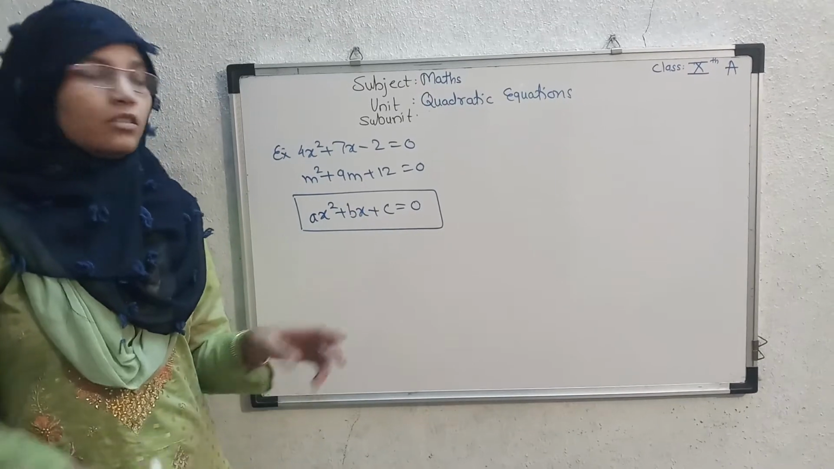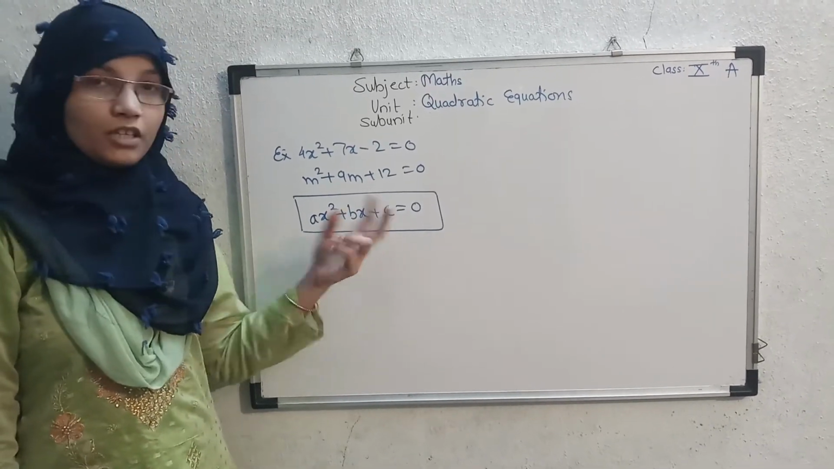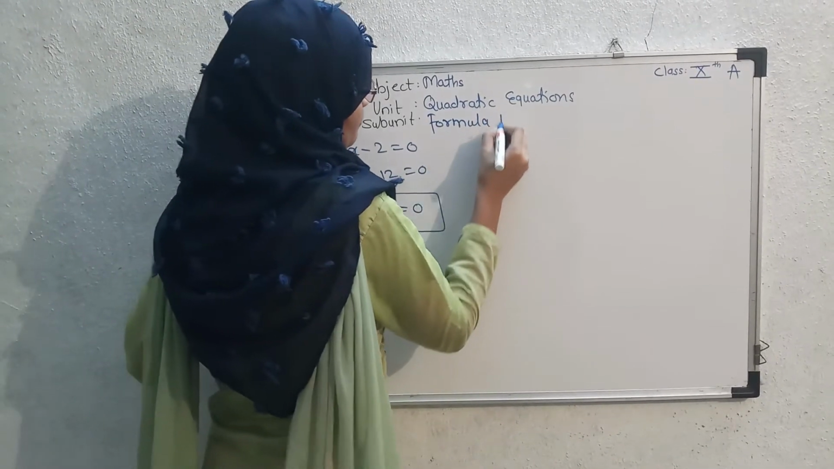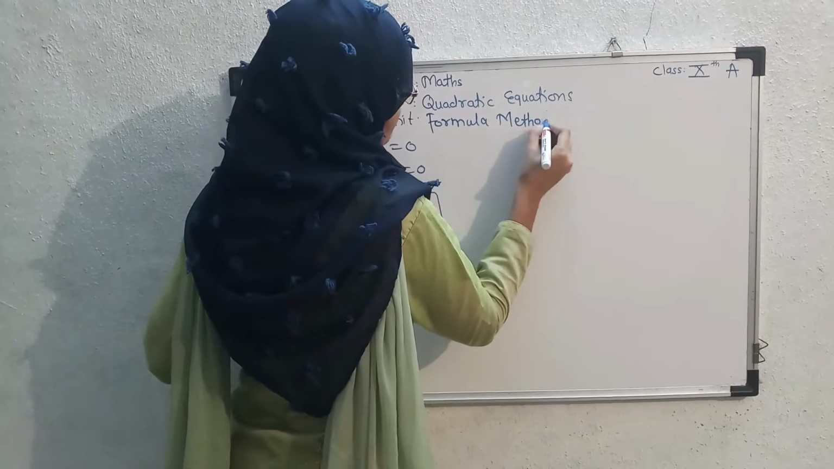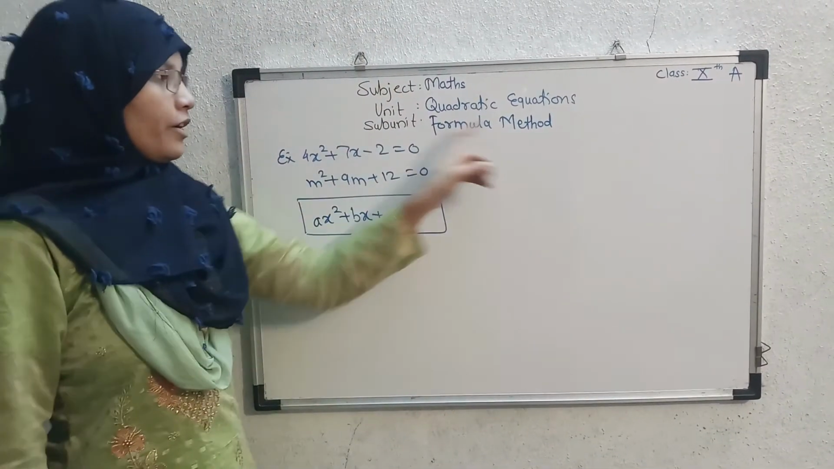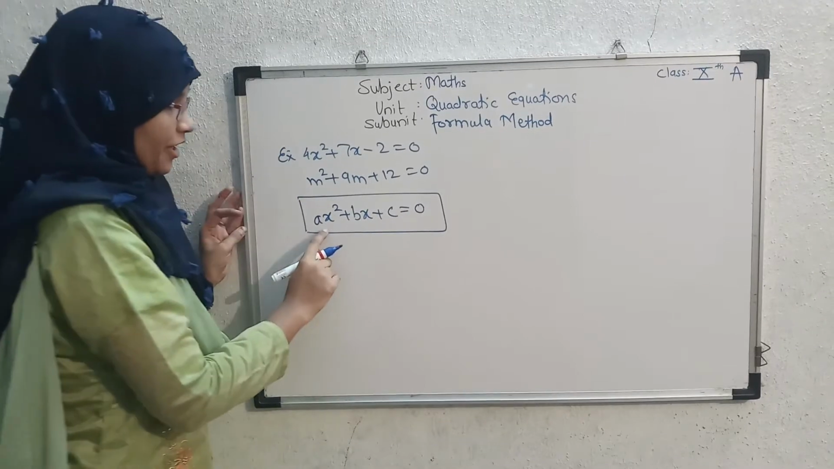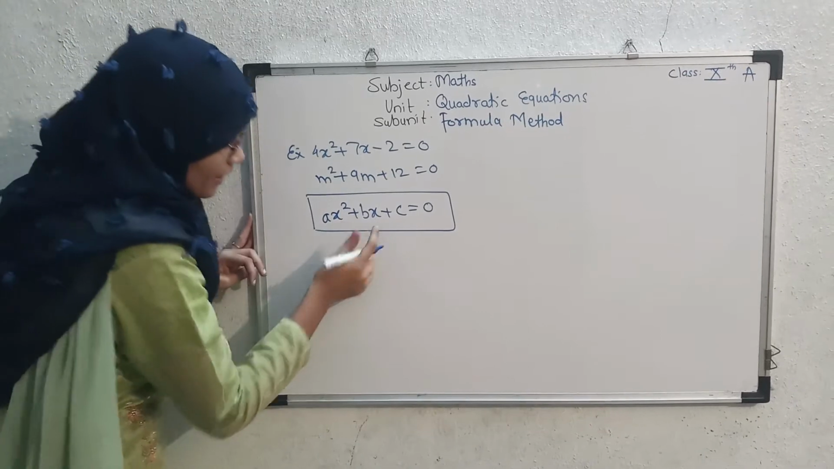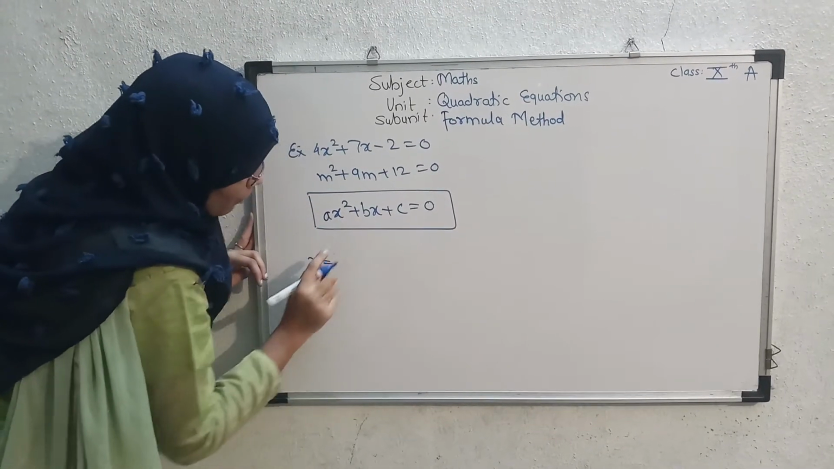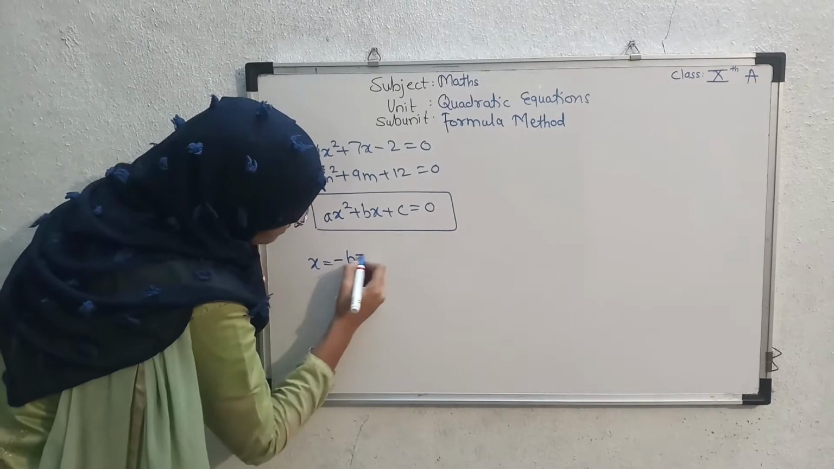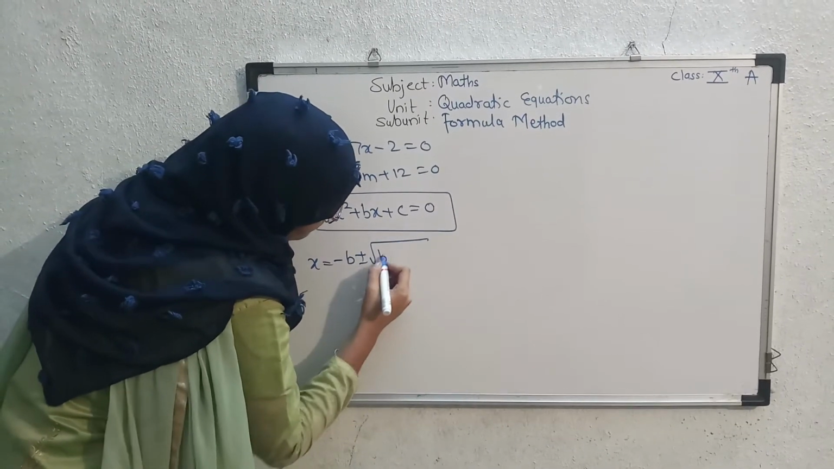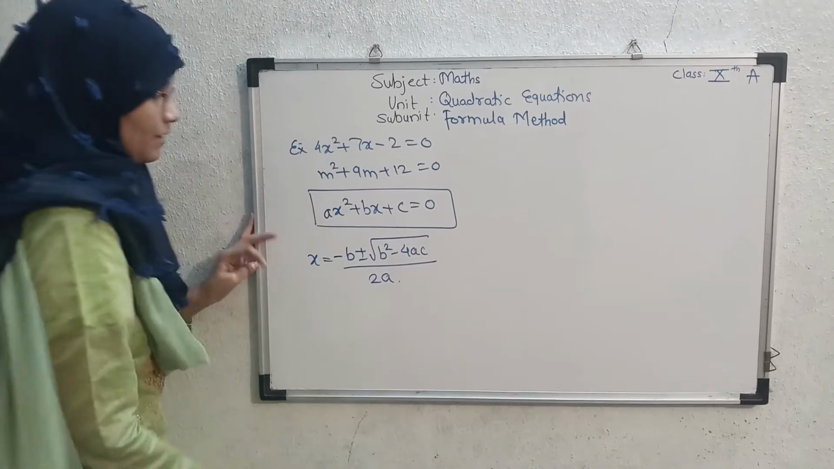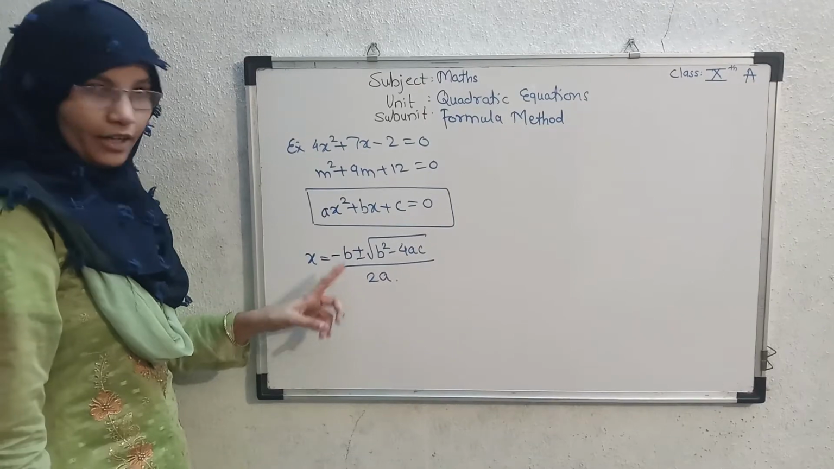The second one is the completing square method. Now we will see the third method, the formula method, to solve a quadratic equation. If our given quadratic equation is ax square plus bx plus c is equal to 0, having variable x, then we will solve this equation by the formula x is equal to minus b plus or minus square root of b square minus 4ac upon 2a. This is the formula for solving a quadratic equation.